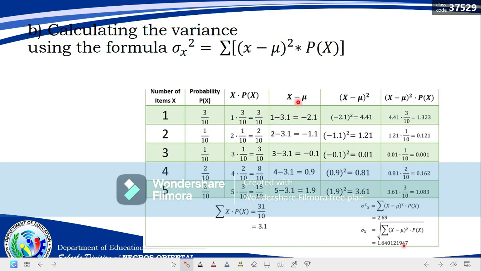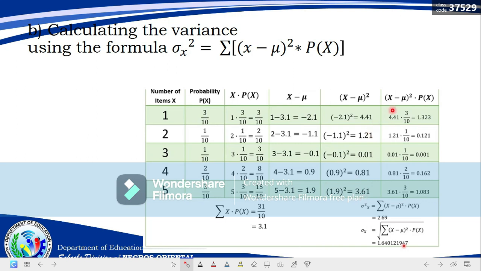So you will have x minus the mean: 1 minus 3.1, that is negative 2.1. 2 minus 3.1 is equal to negative 1.1. 3 minus 3.1 is equal to negative 0.1. Then 4 minus 3.1 is equal to 0.9. 5 minus 3.1 is equal to 1.9. Then you square the answer. That gives us 4.41, 1.21, 0.01, 0.81, and 3.61.